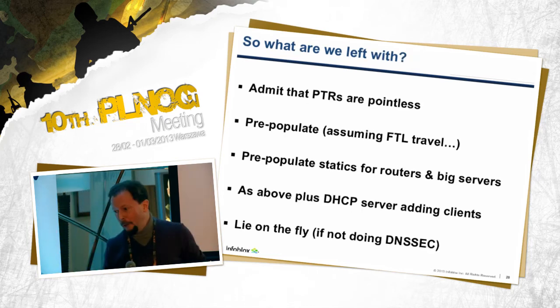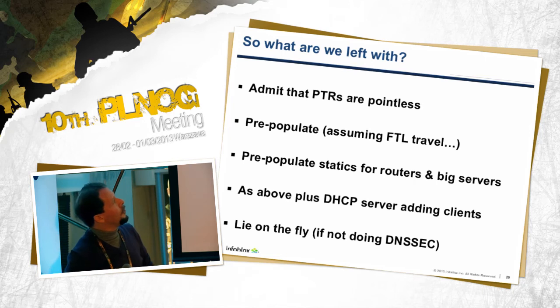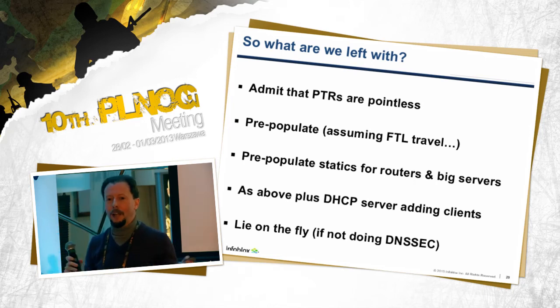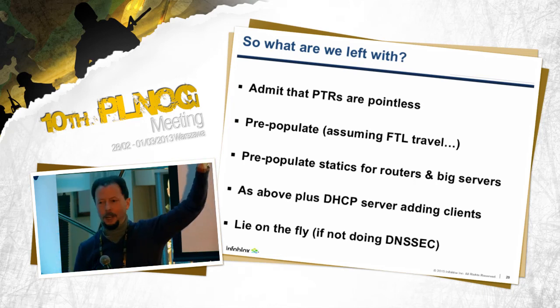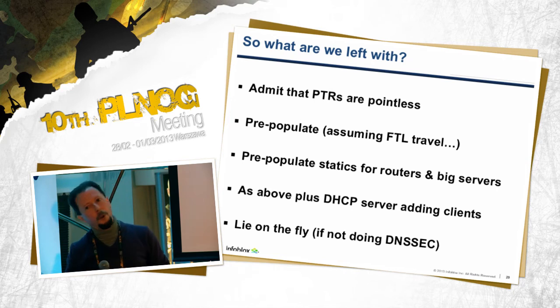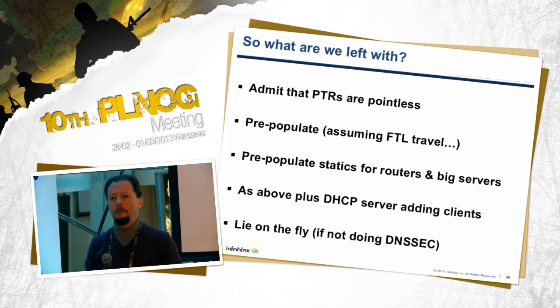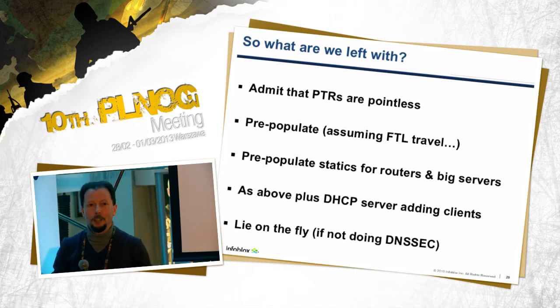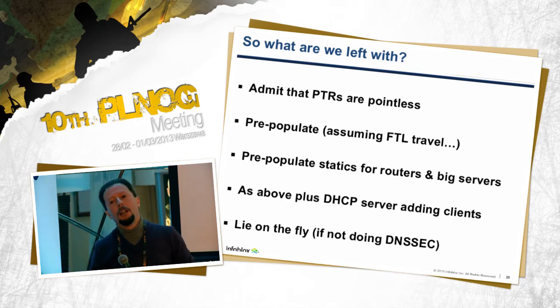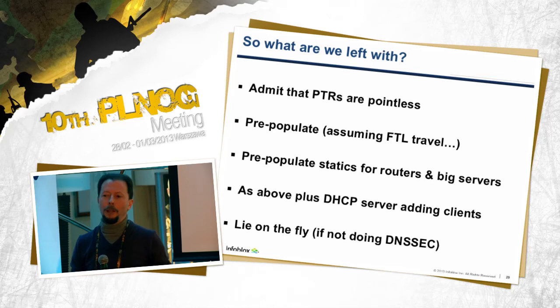So what do we do? Well, one of the things obviously we can do is say that pointers were a bad idea. Do like I do, mea culpa. We were stupid, we used them, we should admit it was a bad idea. Stop completely. Unfortunately, it ain't gonna happen. We could pre-populate if we somehow managed to figure out how to exceed the speed of light.